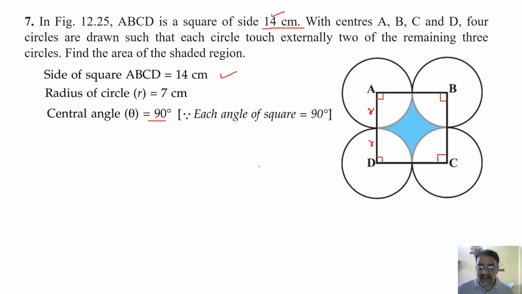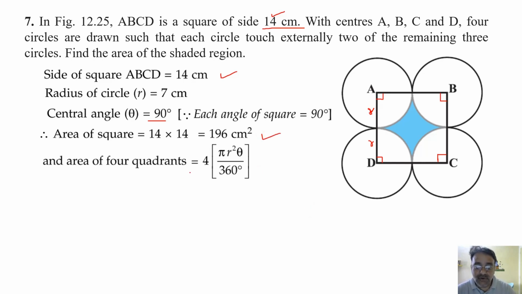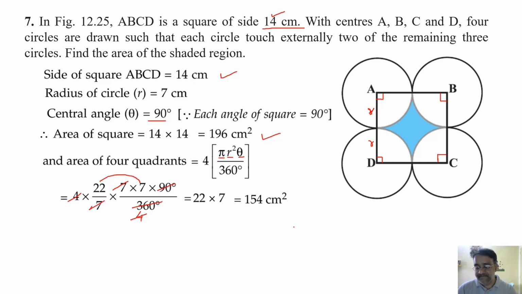Okay, so what is the area of square here? 14 into 14, that is 196 centimeter square, and area of 4 quadrants will be 4 into 1 by 4 pi r square. If you know the formula, you substitute directly. If you don't know the formula, you can use this sector formula by substituting theta is equals to 90 degree. क्योंकि यहाँ पे जब ये cancel करेंगे तो 4 अपने आप आ जाएगा यहाँ पर. Okay, so 4 cancel, 1 7 cancel, and we are getting 22 into 7, 154 centimeter square.